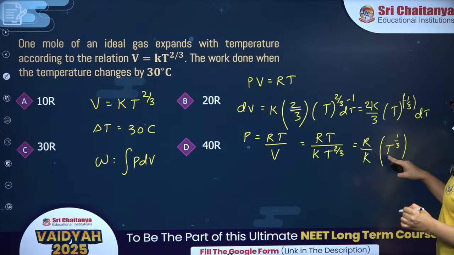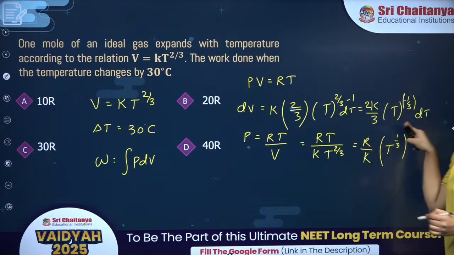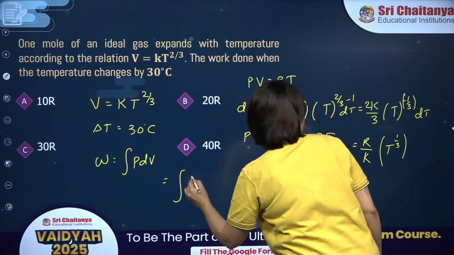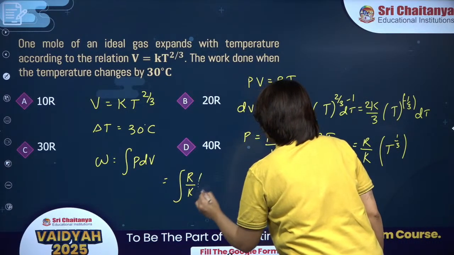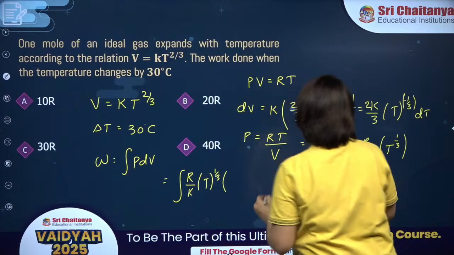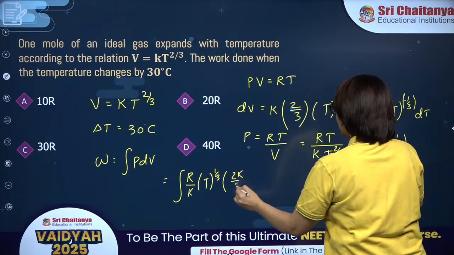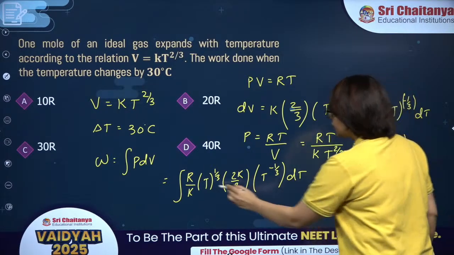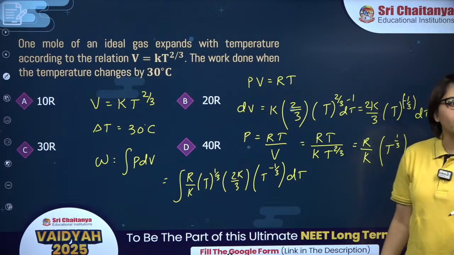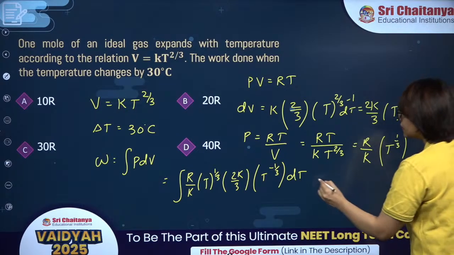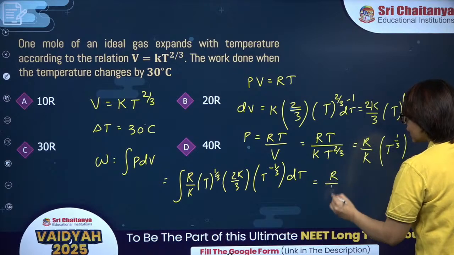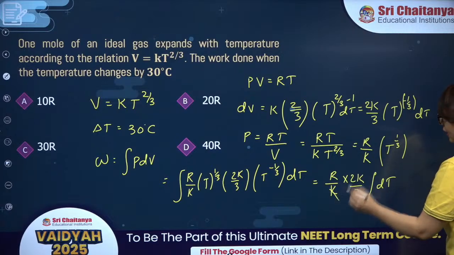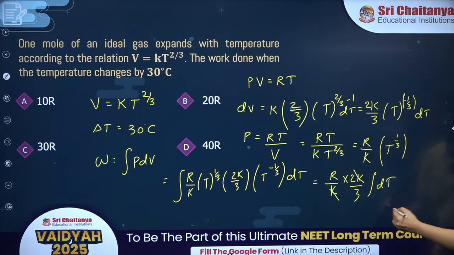So we have the pressure value in terms of temperature, and the dV value in terms of temperature. Let's put it in this formula. It will be integration of P as R by K times T to the power 1 by 3 into dV, which is 2K by 3 times T to the power minus 1 by 3 dT. T to the power plus 1 by 3 into T to the power minus 1 by 3 will be T to the power 0. So it will be R by K outside into 2K by 3 outside, integration of dT. K cancels, so integration of dT will be T only.